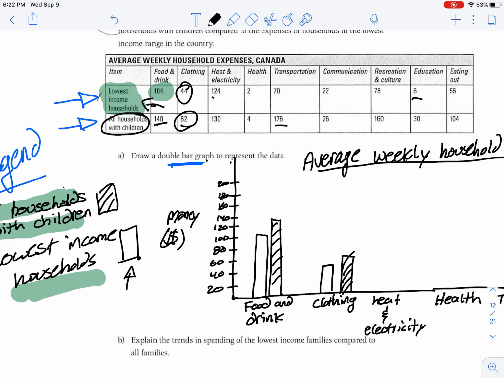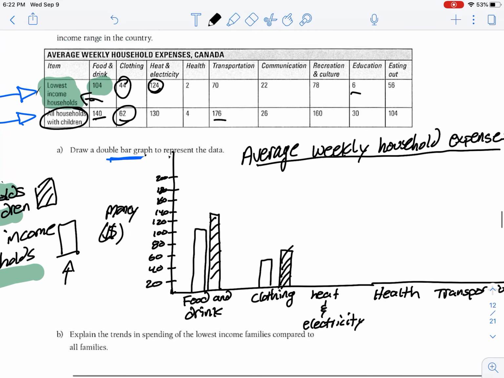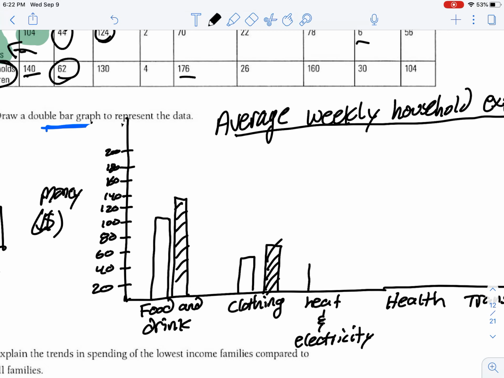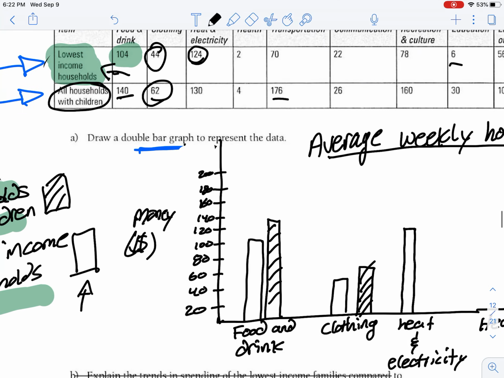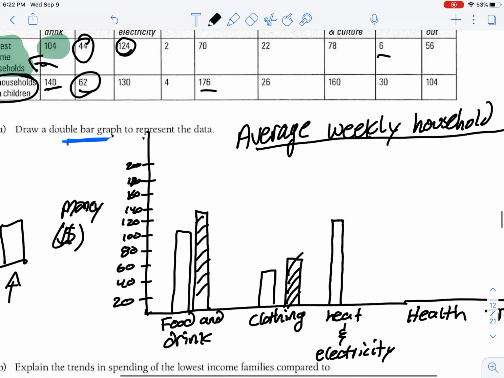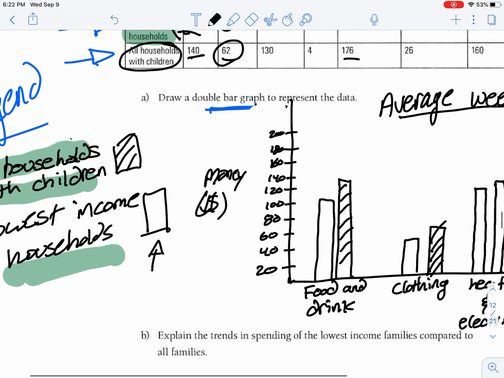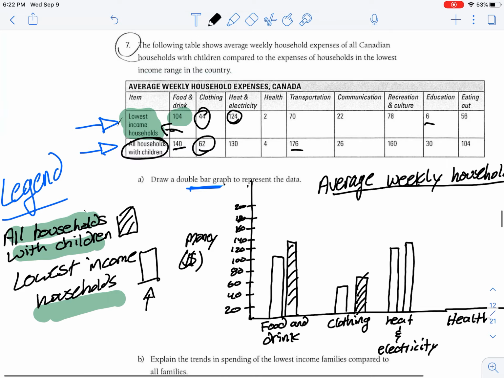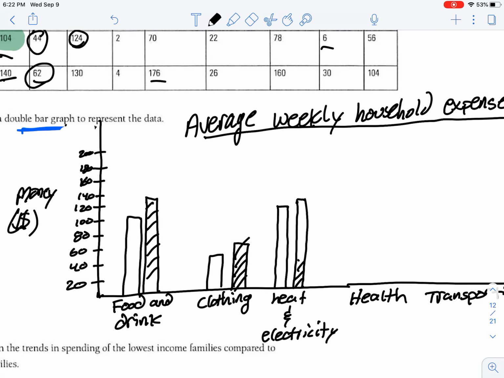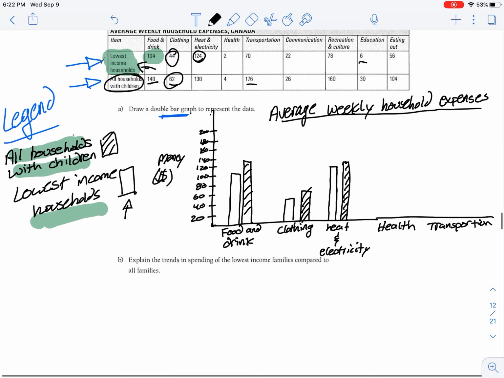Let's do heat and electricity. Lowest income's 124. We go up to about 120, and then all households with children have 130. So it's just a tiny bit larger than this one. And remember, all households with children is a filled in bar. Now you would do this for the remainder of them, and I would practice doing it.